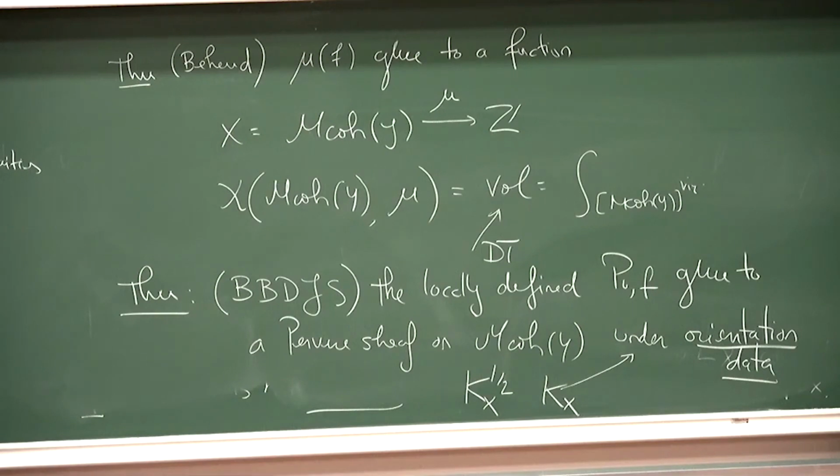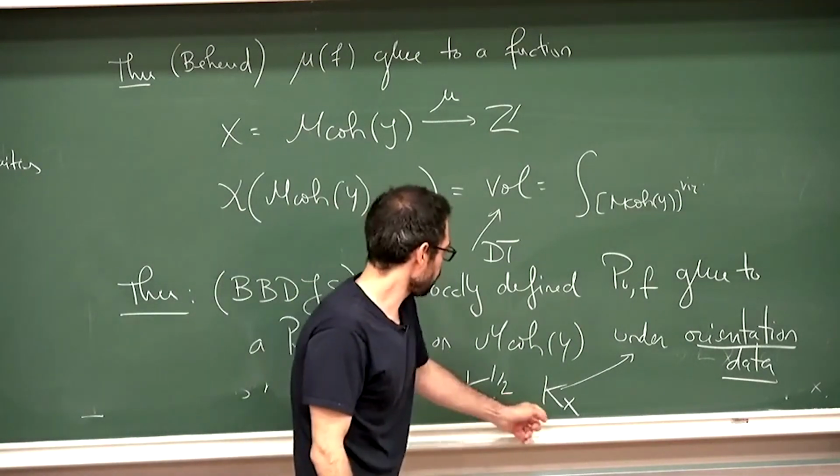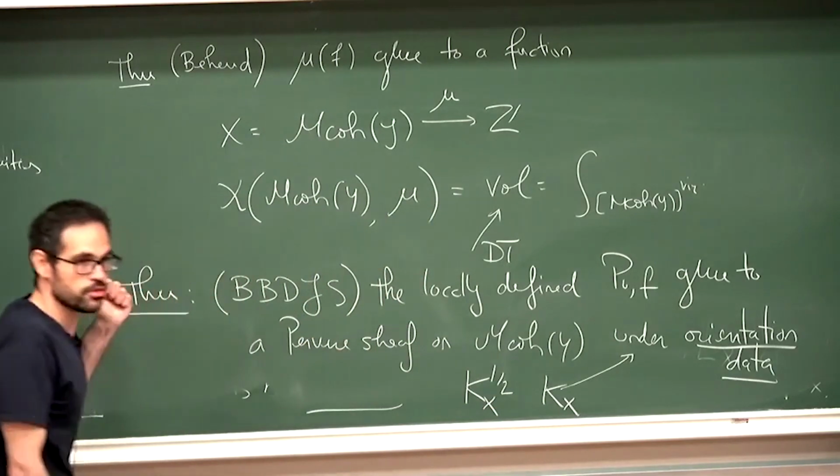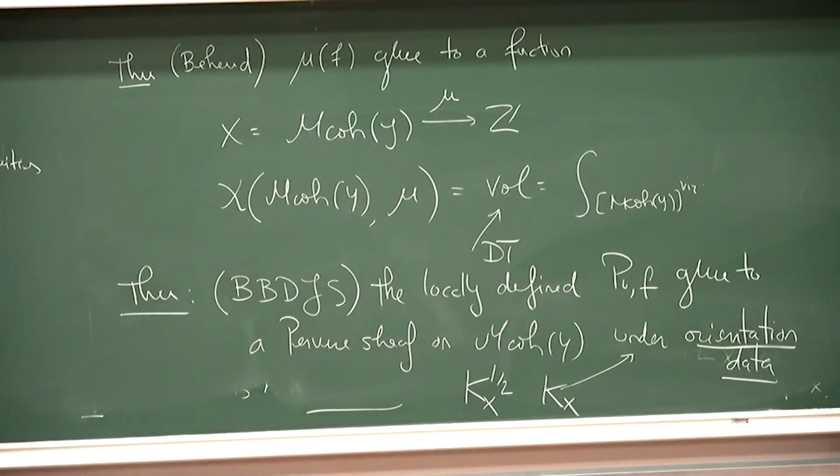So if you assume that the canonical bundle has a square root, then you can patch these things together in a global perverse sheaf of the moduli space. X is the moduli space.